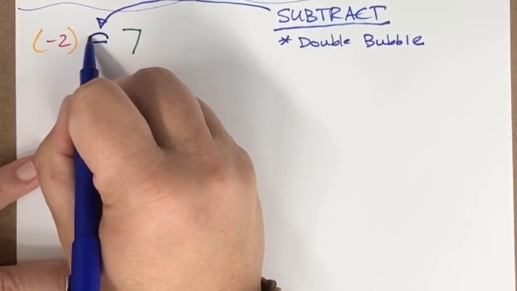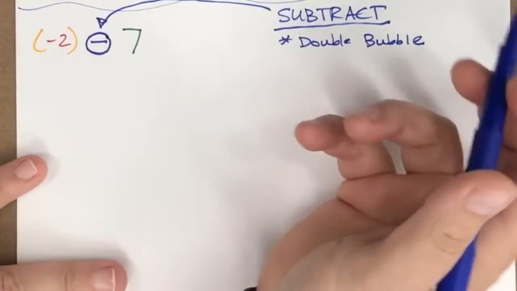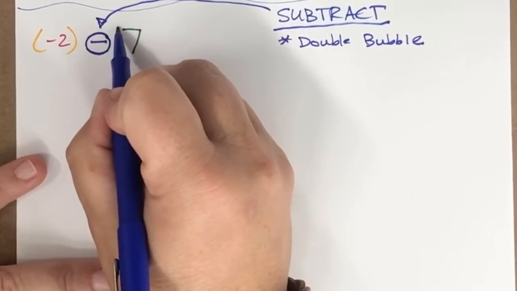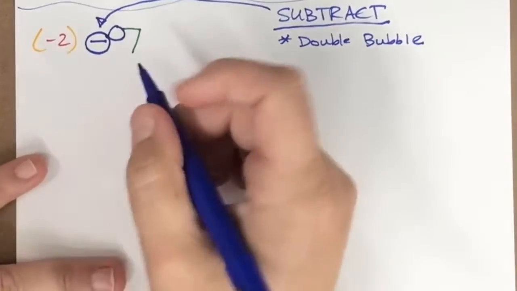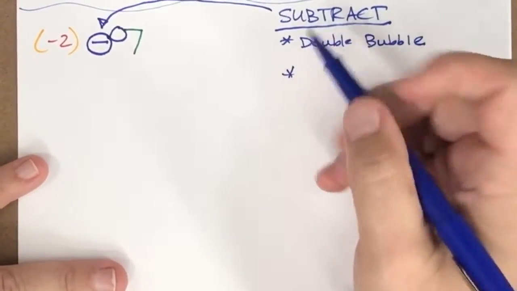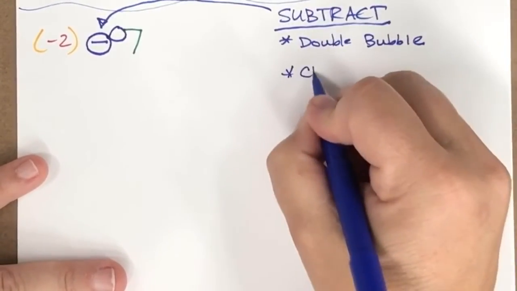So we're going to make a bubble here, and you're like, well, where's the other bubble go? Well, if there's nothing, we're just going to make a bubble. We're going to make 2 bubbles. And then what was our next step? Our next step is to change both signs.